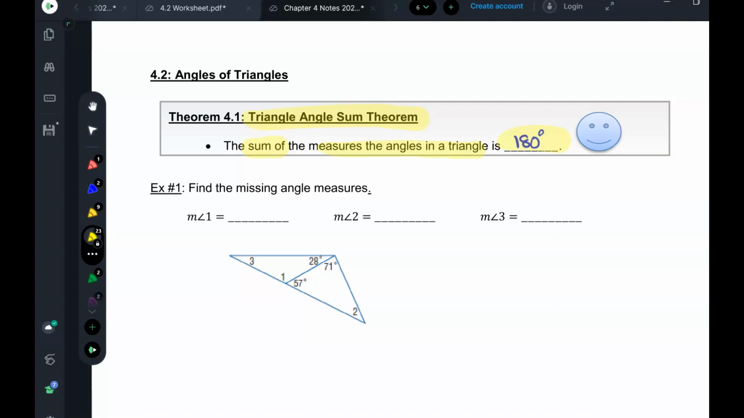Is this like the Pythagorean theorem? No. The Pythagorean theorem has to do with the sides, the outside of the triangle. These are the angles. This is the inside. So when we think of the angles, we think of the inside of the triangle.